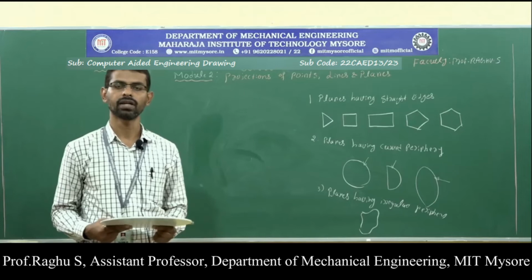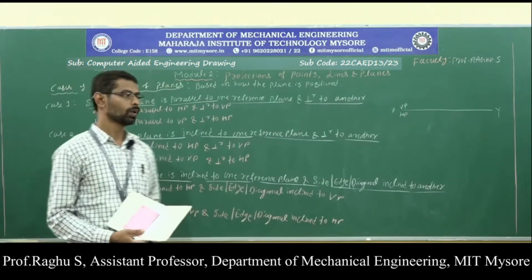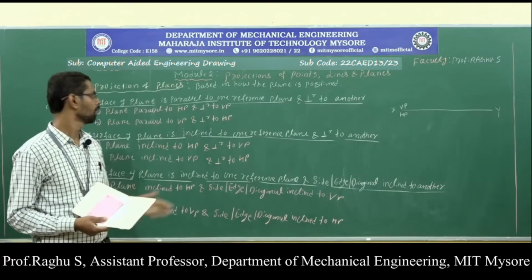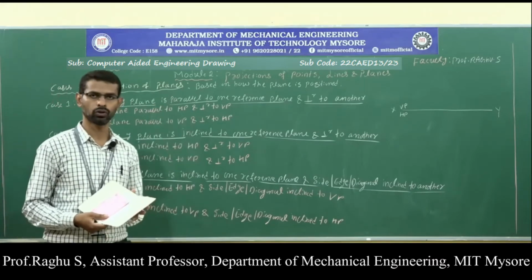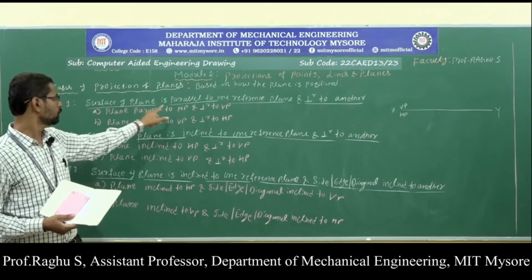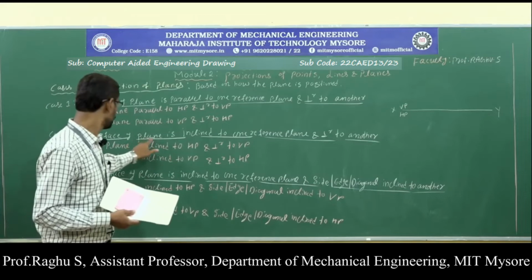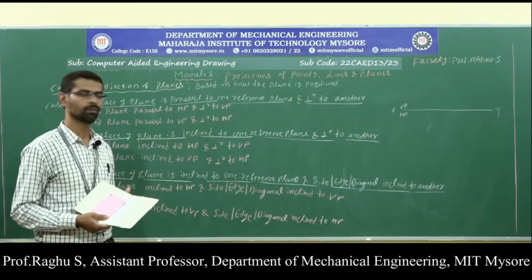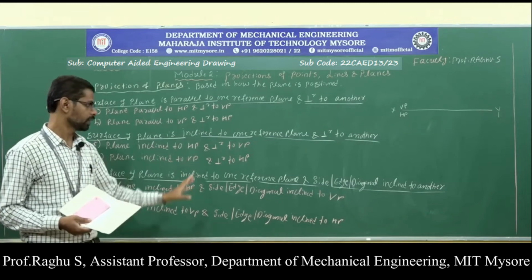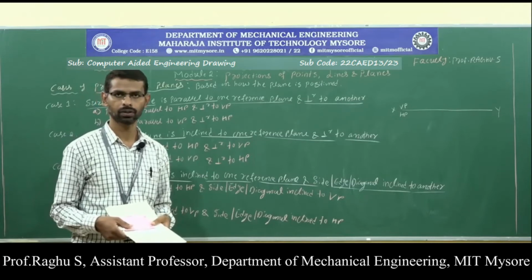So next we will discuss the different positions of lamina. Based on how the plane is positioned, we have three different cases. First, the surface of the plane is parallel to one reference plane and perpendicular to another. Second, the surface of the plane is inclined to one reference plane and perpendicular to another. Third, the surface of the plane is inclined to one reference plane, and a side, edge or diagonal is inclined to another.